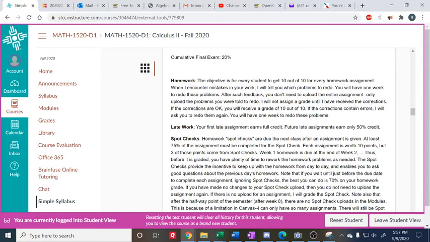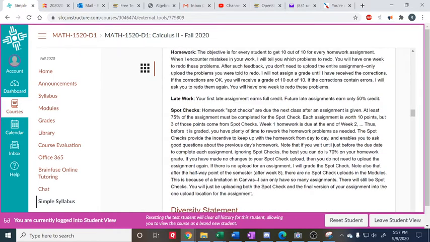But if anything I'm finding is wrong, then I won't give you a grade, but I'll put a comment in there, and then you've got to fix that within a week. And so then hopefully you're each going to be getting 10 out of 10, keeping up with the spot checks, and then making the corrections within a week each time.